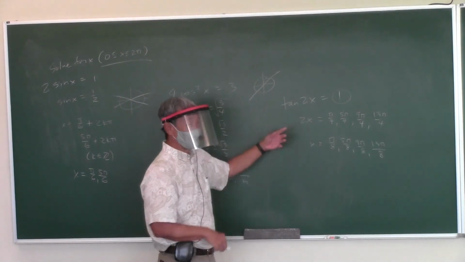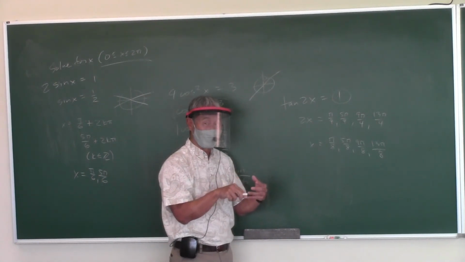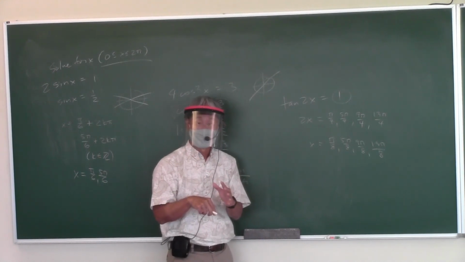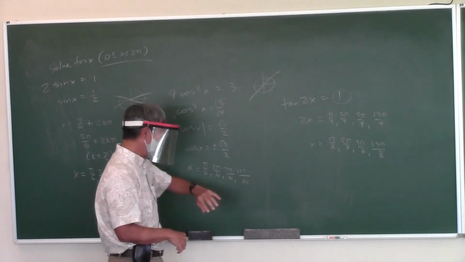So anytime you have 2x, you've got to go 2 times around. If it's 3x, you've got to go 3 times around. 5x, 5 times around. Otherwise, you're going to miss solutions.